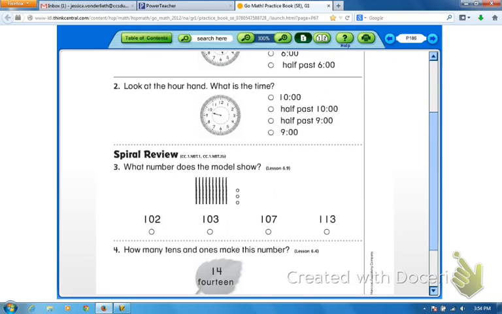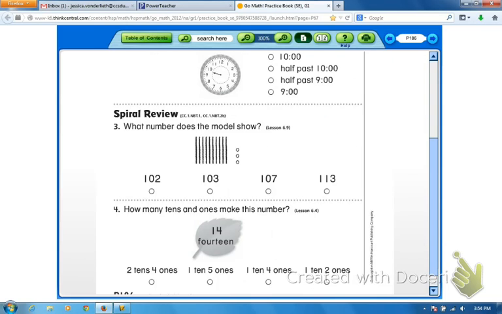Number 3 on the spiral review is just counting up the 10s and 1s back from chapter 6. And number 4 is also from chapter 6. In the number 14, how many 10s are there and how many 1s? There's 1 10 and 4 1s.